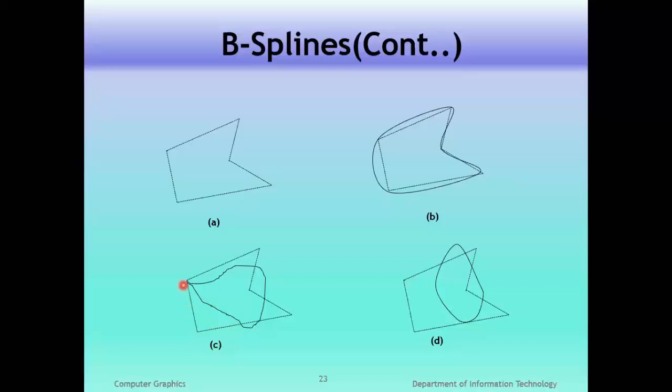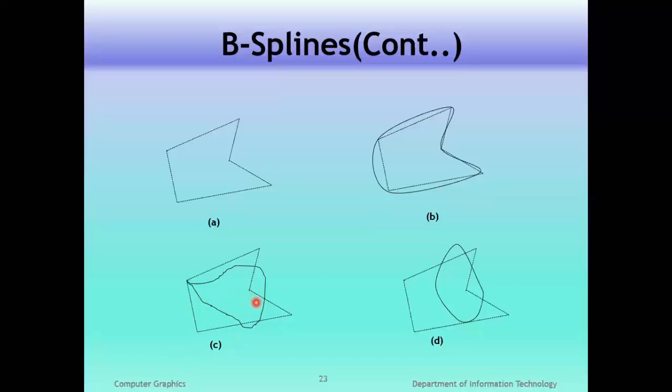Here at the first sample point, we have the blending function as 1. For the second, we have some other blending function value ranging between 0 and 1, but not 1. For this also not 1, not 1. But this will not give us a natural appearance of the curve.